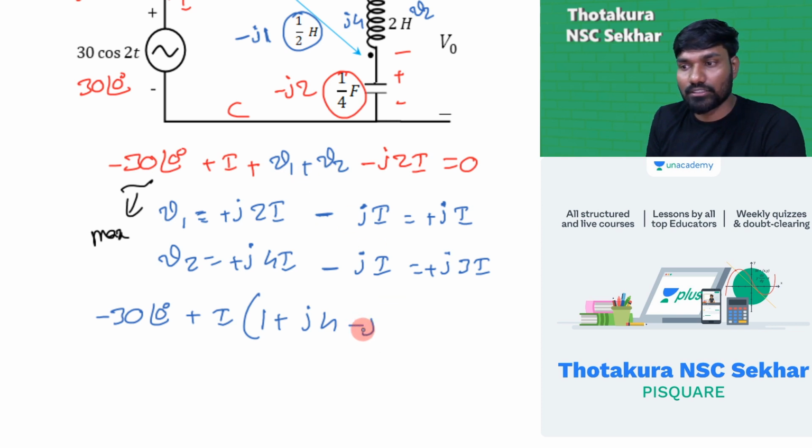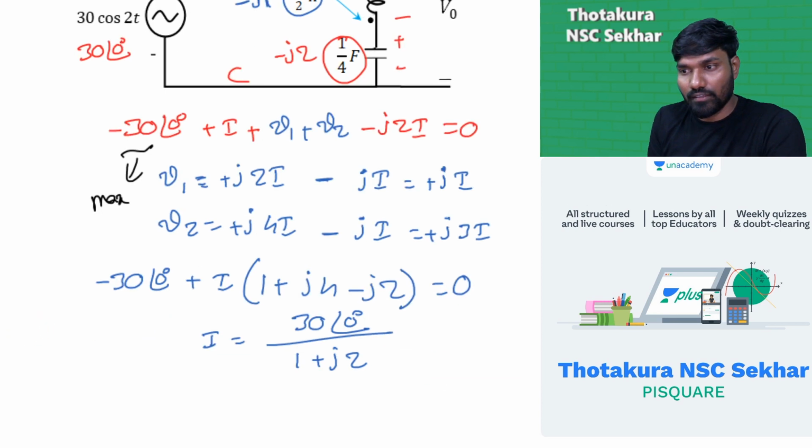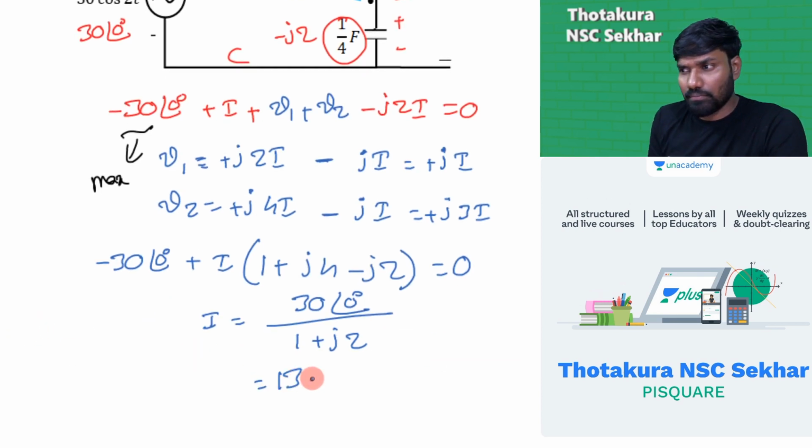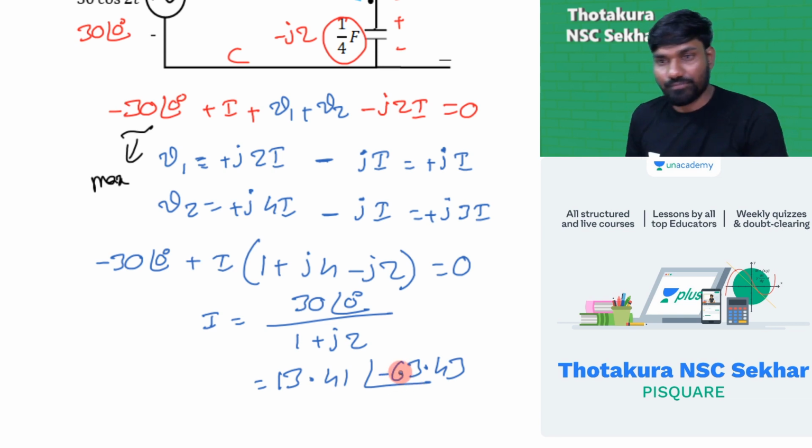Next, minus J2 is equal to 0. Then if you simplify it, you will get I is equal to 30 at an angle 0 degrees divided by 1 plus J2, which is equal to, if you solve it, you will get 13.41 at an angle minus 63.43. Okay, this will be the answer.